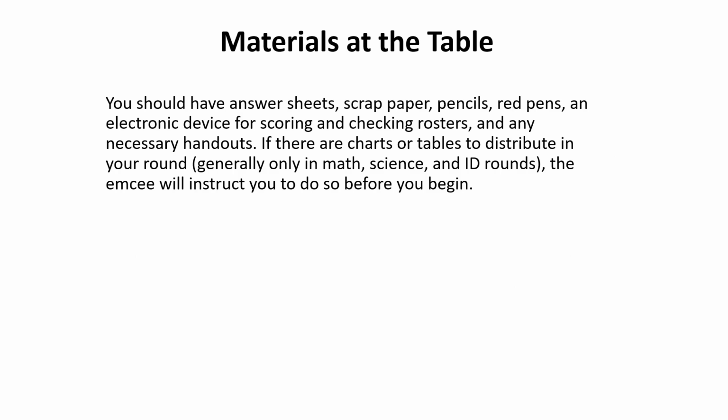When you are proctoring a round, please make sure that you get to the table quickly so that you can familiarize yourself with the materials that are there and the electronic score sheet and roster that you will be using. You should have answer sheets, scrap paper, pencils, red pens, an electronic device for scoring and checking rosters, and any necessary handouts. If there are charts or tables to distribute in your round, generally only in math, science, or ID, the MC will instruct you to do so before you begin.